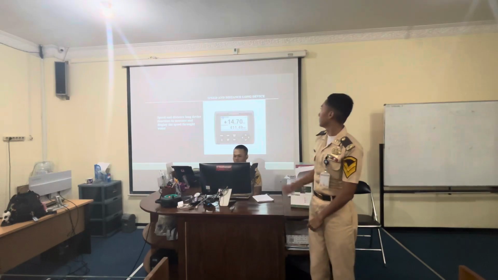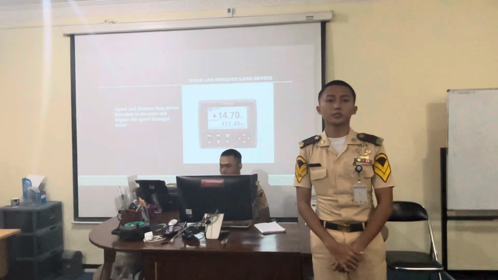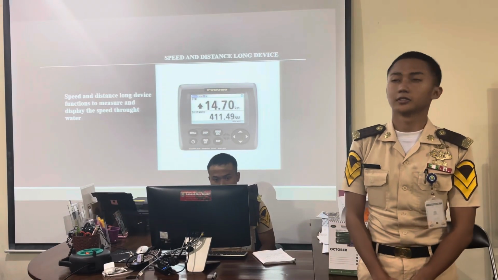The second is the speed and distance log device. The speed and distance log device's function is to measure the speed through water. Next.